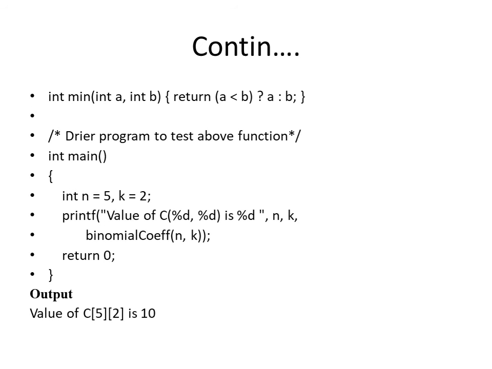So it worked. Here I have taken the two values n equals 5 and k equals 2. Print the values, 5 and 2. For n equals 5 and k equals 2, the binomial coefficient value, as you can see, is 10. Thank you.